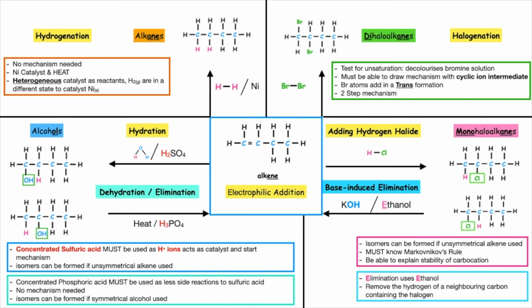And isomers can be formed if an unsymmetrical alcohol is used. So for instance, if I use butan-2-ol, I could produce but-1-ene or but-2-ene, depending on the hydrogen that I'm removing from the alcohol, which can be on either side of the hydroxyl group. We can also use heat and aluminium oxide as well as the heat plus the phosphoric acid.